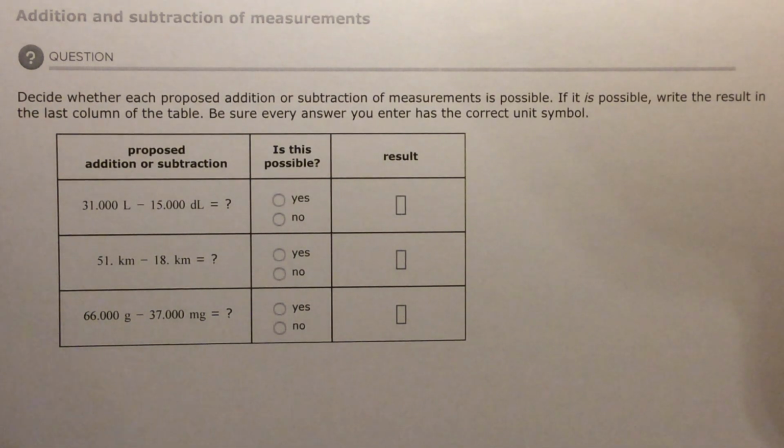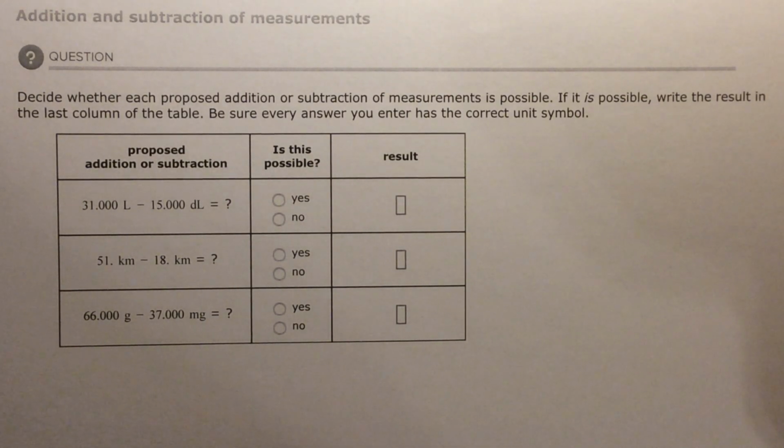Welcome back. This is an ALEKS homework video on addition and subtraction of measurements. This seems very obvious, but if you have the same units, you can subtract them.